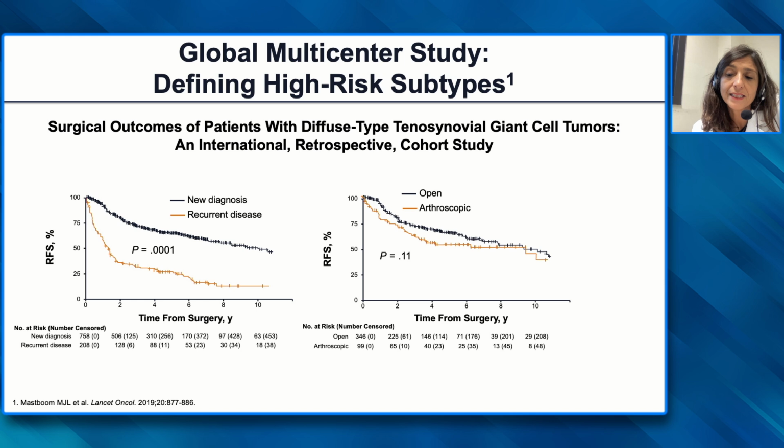Also, this study addressed the role of the type of surgery. In patients with a new diagnosis, the arthroscopic approach, the yellow line, was associated with worse outcome. So the bottom line is, when you have a new diagnosis of tenosynovial giant cell tumor of the knee, it's better to approach it with an open access.